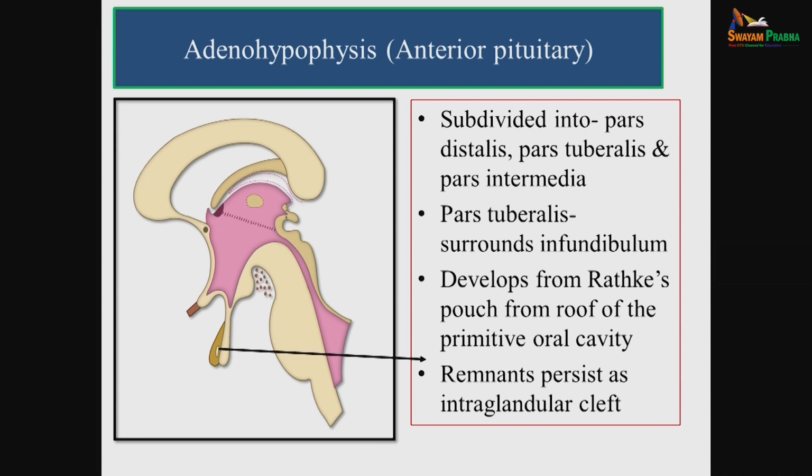The pars tuberalis, which extends from the pars distalis, surrounds the infundibulum. The anterior pituitary gland has secretory cells which secrete the hormones directly and pour them into the surrounding sinusoids.